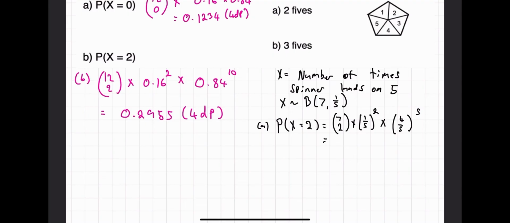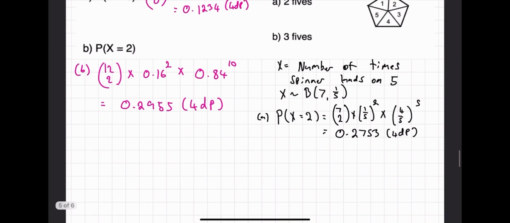Now you go to your calculator and you type all of this in. 7 choose 2 times 1/5 to the power of 2 times 4/5 to the power of 5, and you get 0.2753 to 4 decimal places.